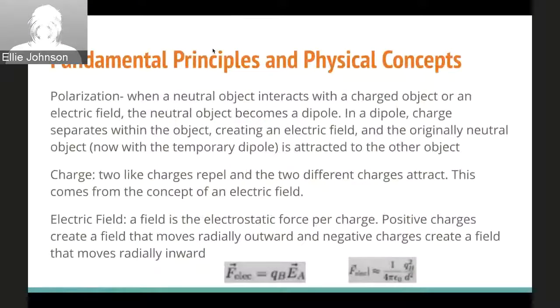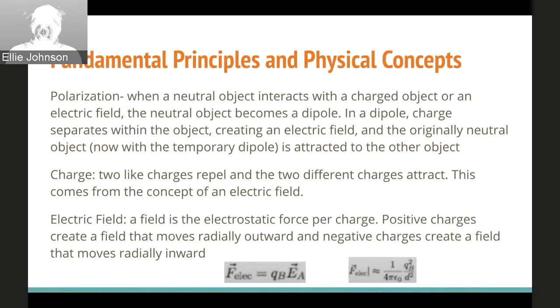Some fundamental principles and physical concepts that I used during this lab are the concept of polarization, which is when a neutral object interacts with a charged object or an electric field and then becomes a dipole, which is when charge separates within that object, creating an electric field. And now this originally neutral object has a temporary dipole and it is attracted to the other object.